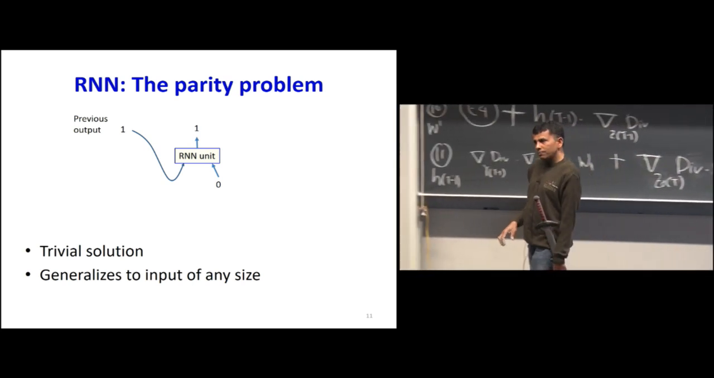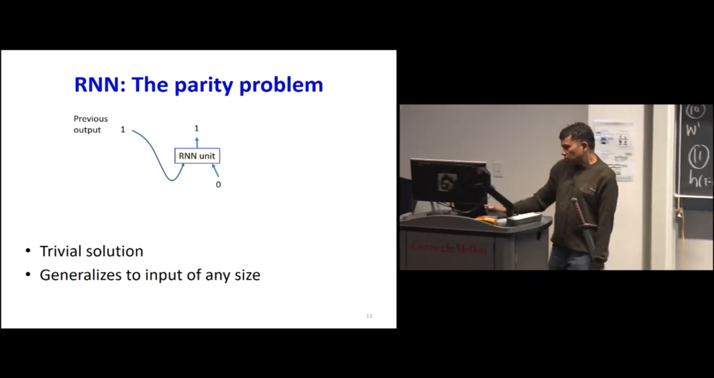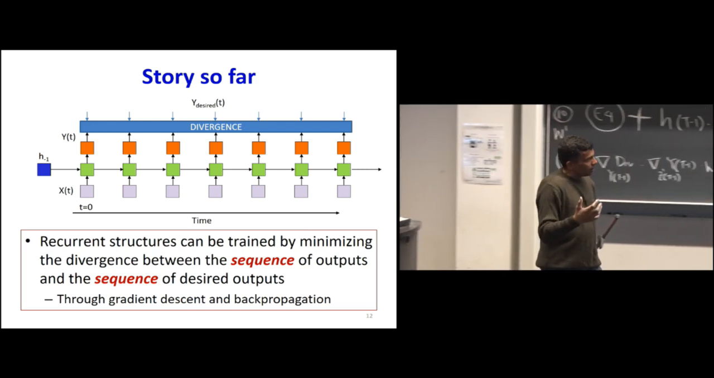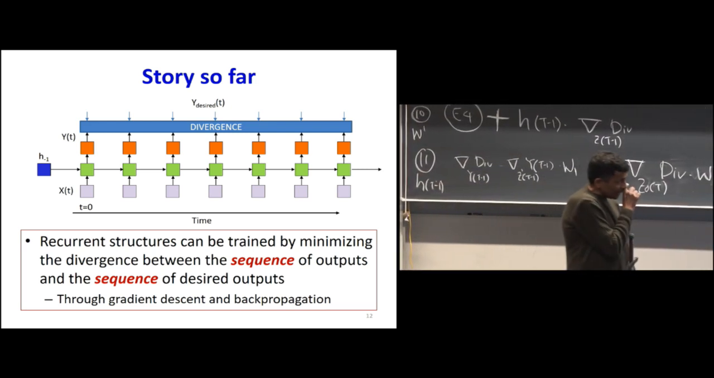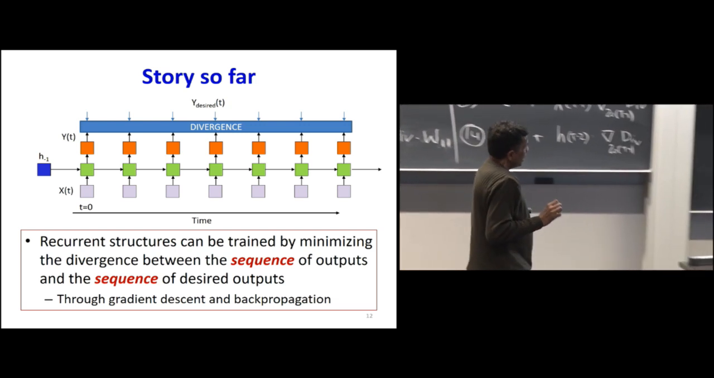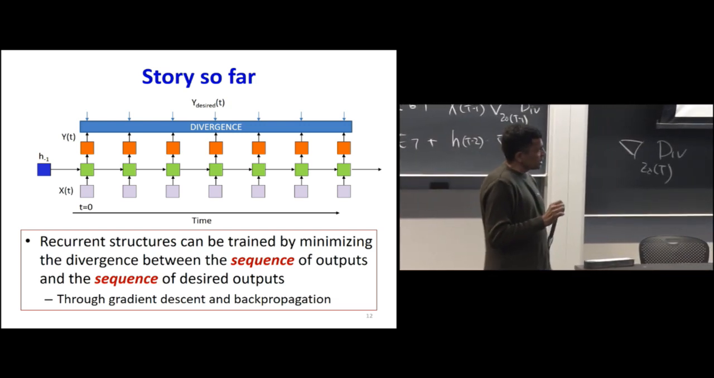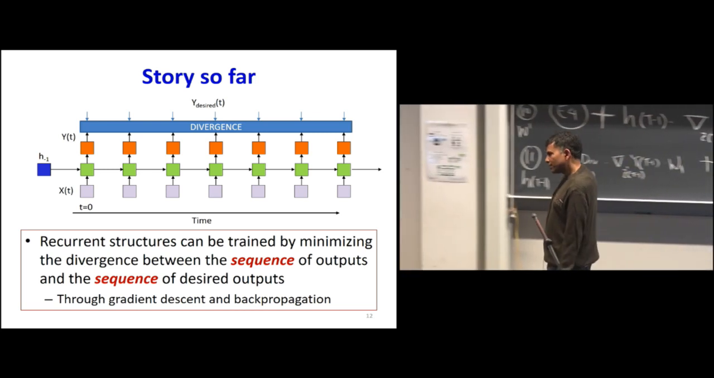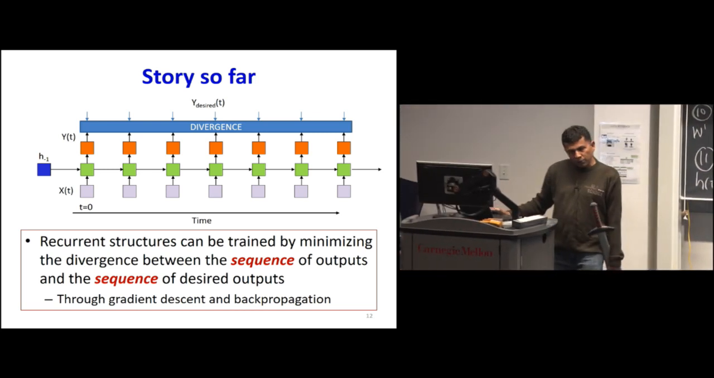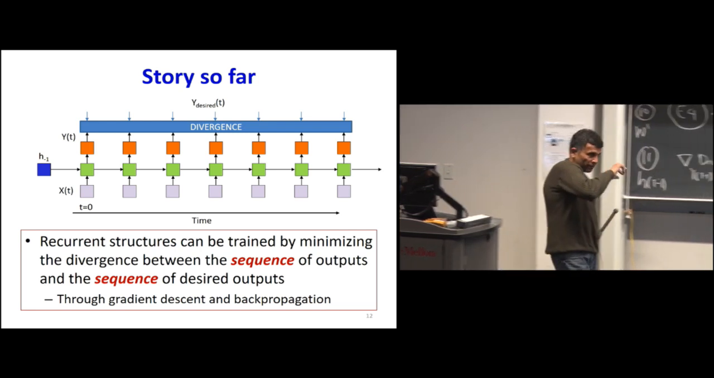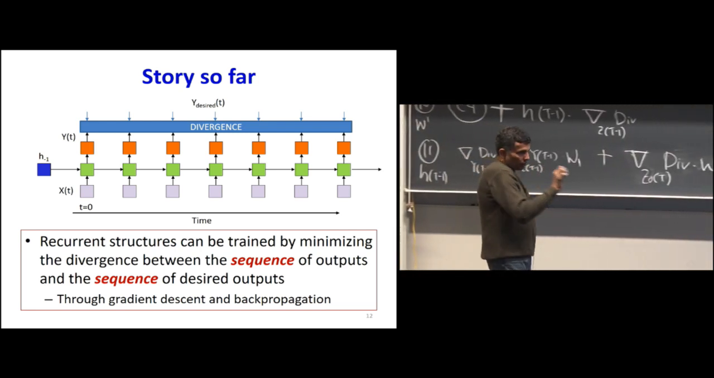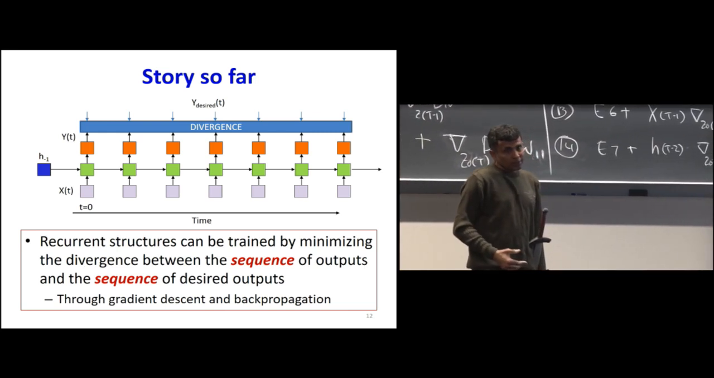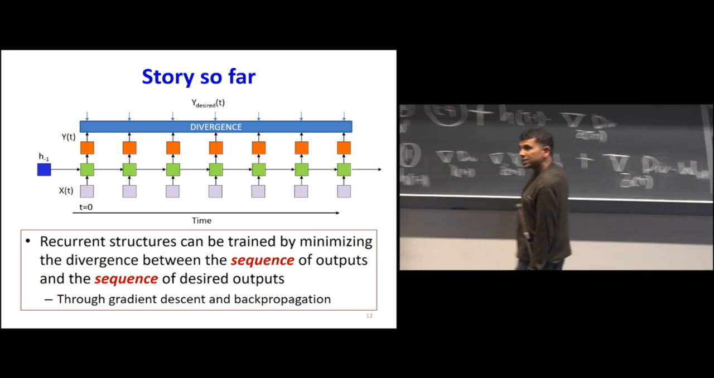Everybody get it? Right? So now, we've seen that recurrent structures can be trained by minimizing the divergence between the sequence of outputs and the sequence of desired outputs. We can do this using backpropagation, but in all of this, I've shown a very simple recurrent structure, which is that for every input, at every time, the computation depends on the state at the previous time. But there's nothing magical about that.